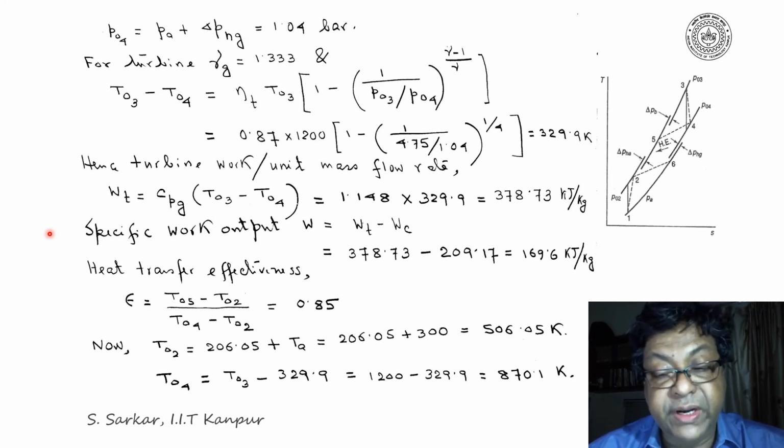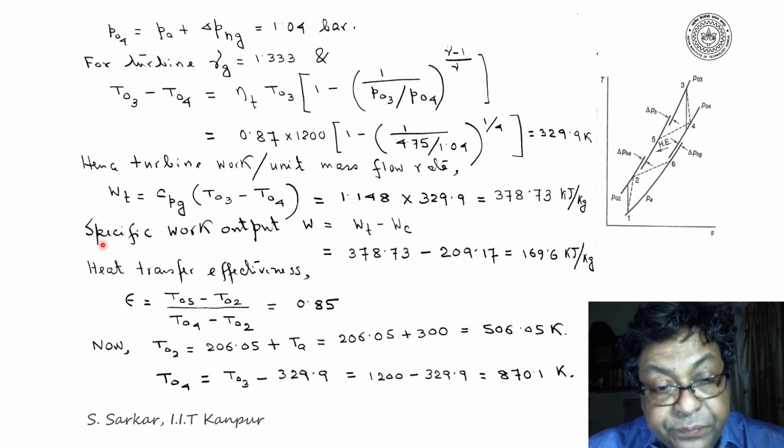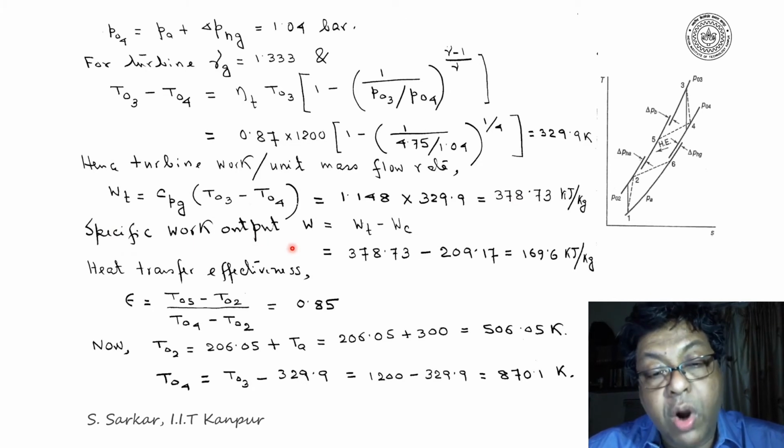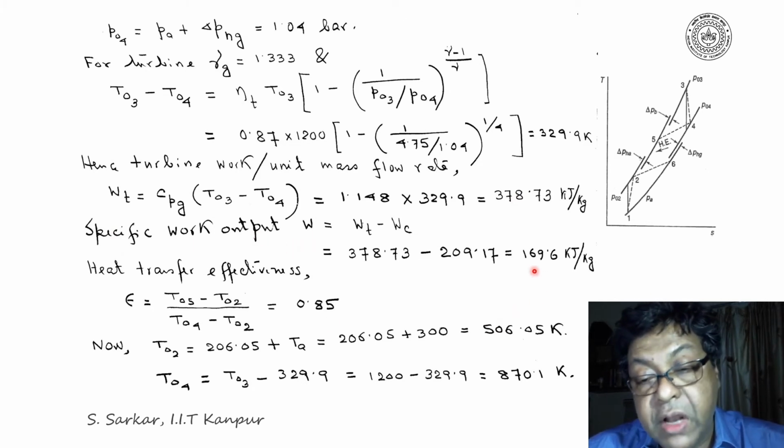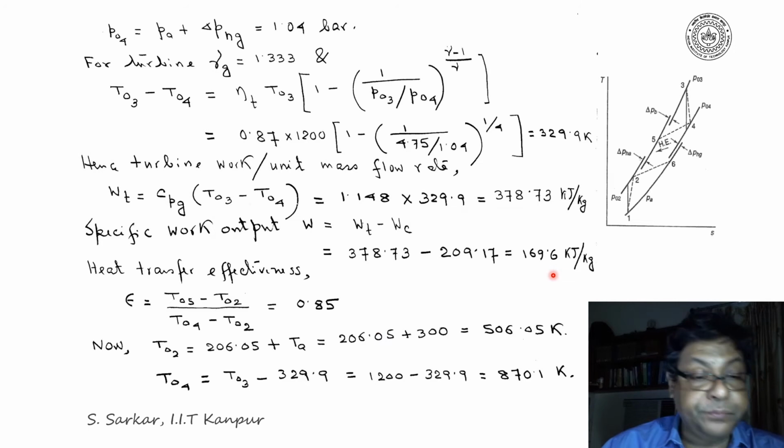Now, the net specific work output would be equal to WT minus WC. Earlier, I have evaluated WC. Now, I got WT. So, net specific work output W would be equal to 169.6 kilojoule per kg.